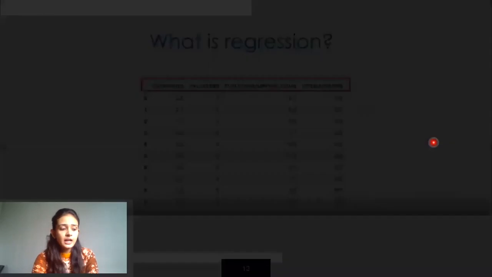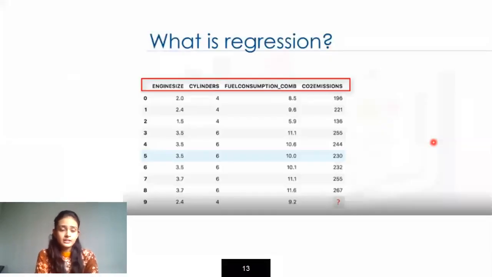So let's understand with the help of a data set. Suppose I have a data set of cars, and it shows different columns like engine size, cylinders, fuel consumption comb, and CO2 emissions. This shows the index position of the rows, from 0 to 9. I have data for 8 cars, that is the complete data. Suppose the engine size is 2.0, cylinders used is 4, fuel consumption is 8.5, and the CO2 emitted by the car is 196. So these are the values for 8 different cars.